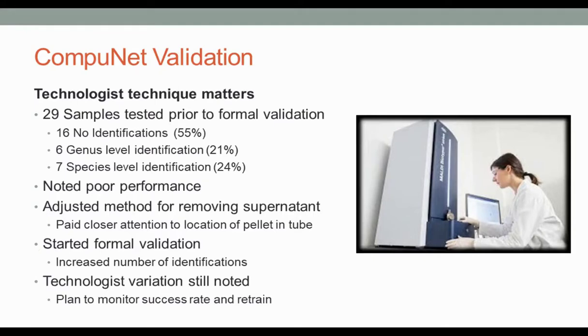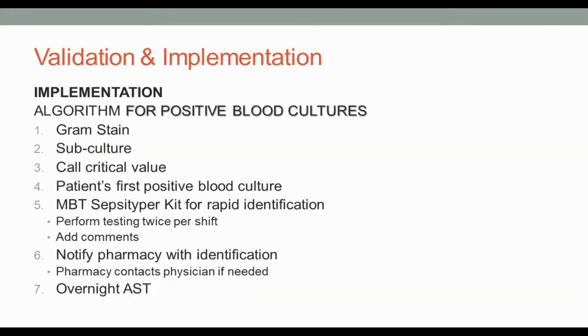However, during this time, one of our technologists who had a molecular background was being trained and noticed that the technique being used to remove the supernatant was not protecting the organism pellet. She suggested a minor modification in technique based upon her molecular experience that resulted in a significant improvement in the number of identifications. Since our validation, we have also noticed that technologist variation still occurs. If you intend to use a Sepsityper, you should plan to monitor success rates of each employee and retrain when you note an employee is not achieving a standard identification rate.